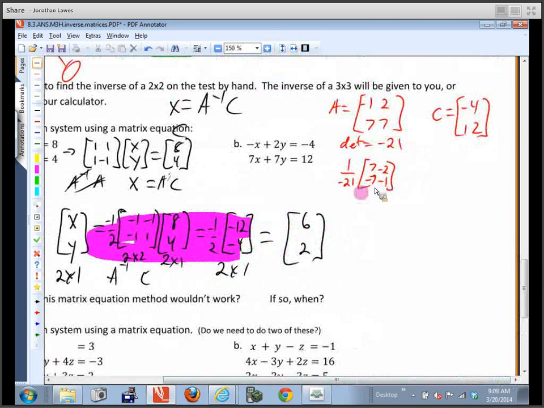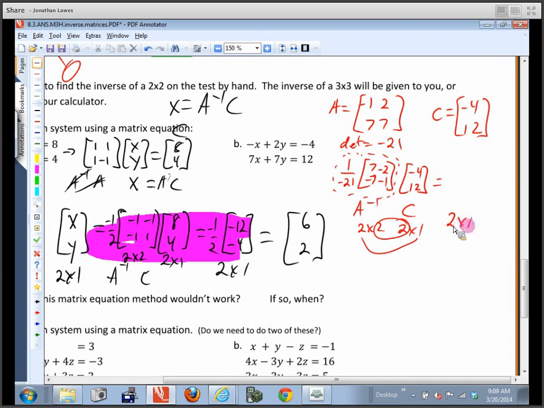And again, this is a nice form of the inverse because all the numbers in here are whole numbers. It's going to be a little bit easier to work with. So this right here is A inverse. And then I'm going to multiply that by the matrix C, which is -4, 12. 2 by 2 here, 2 by 1 here. What do I end up with? Inner dimensions are the same. We end up with a 2 by 1, right? So like I showed before, I'm going to leave the 1 over -21 outside, and then we're going to figure out what these 2 entries have to be.